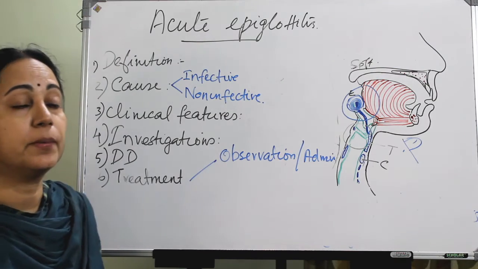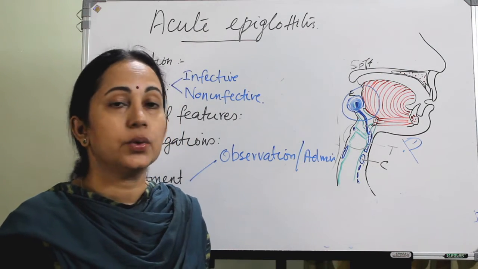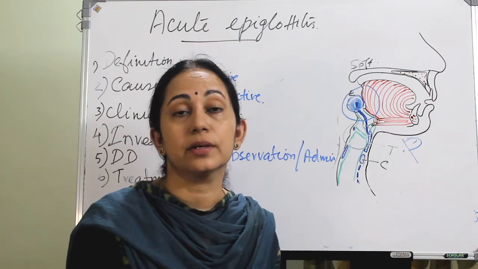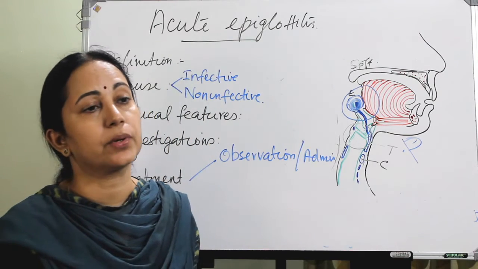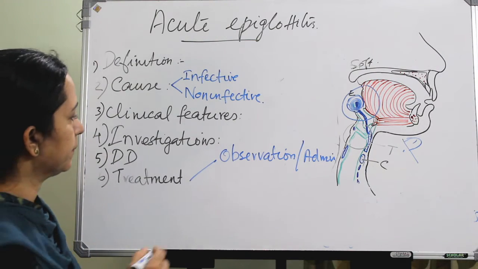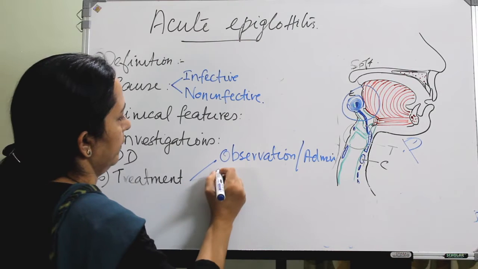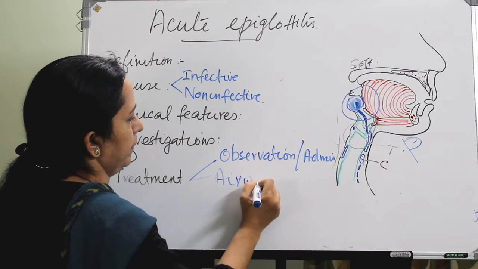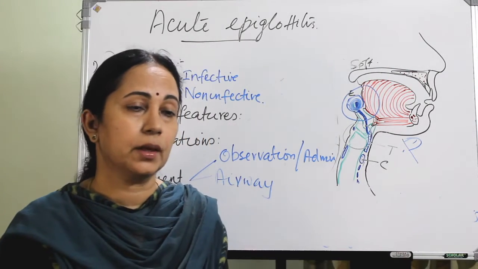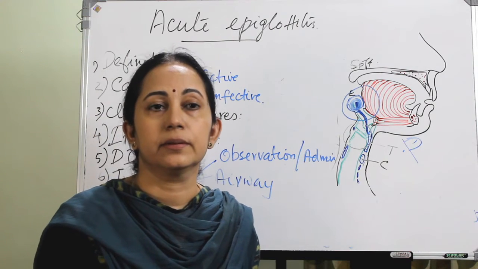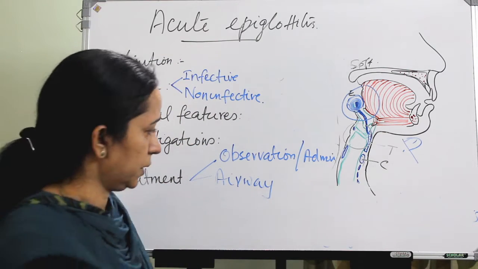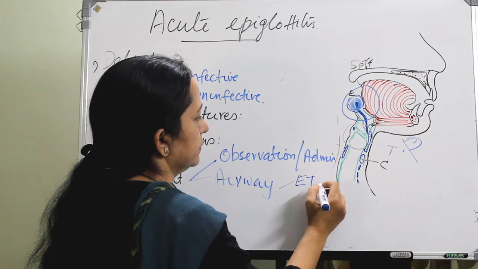Don't make the patient agitated. Allow the patient to take a comfortable position. Okay, that is very important. Next important thing is airway management. Even in a mild form, you should be equipped with instruments for either an endotracheal intubation or a tracheostomy. All the instruments should be available by the bedside of the patient.